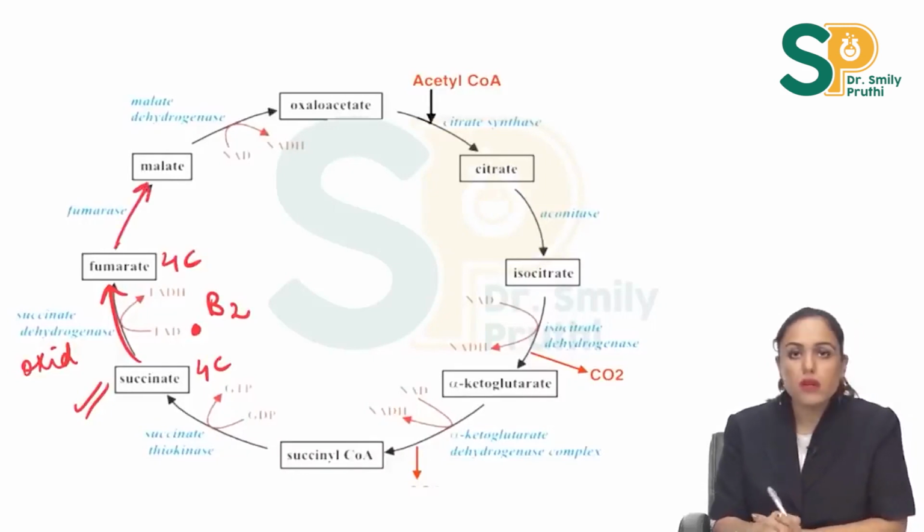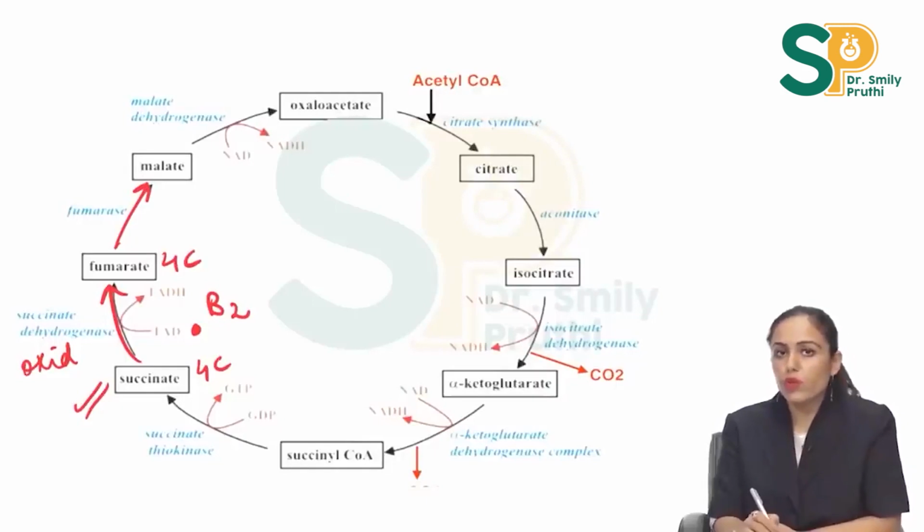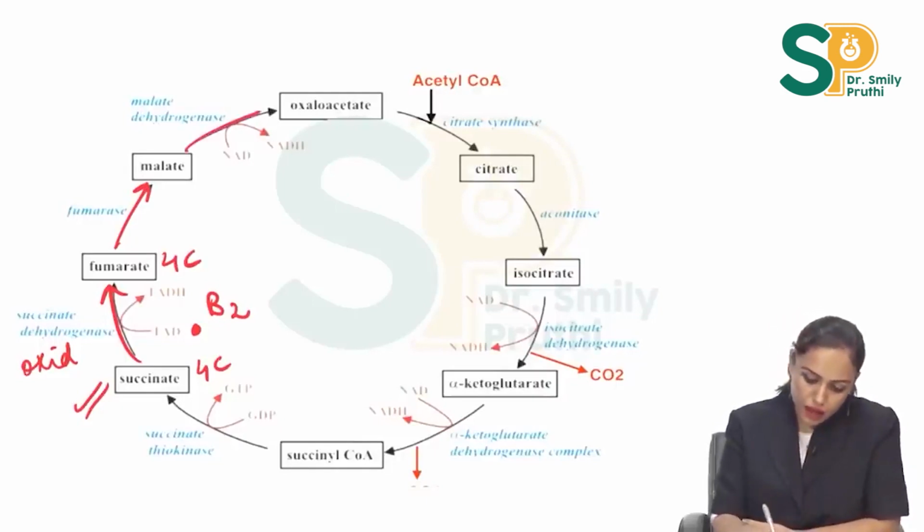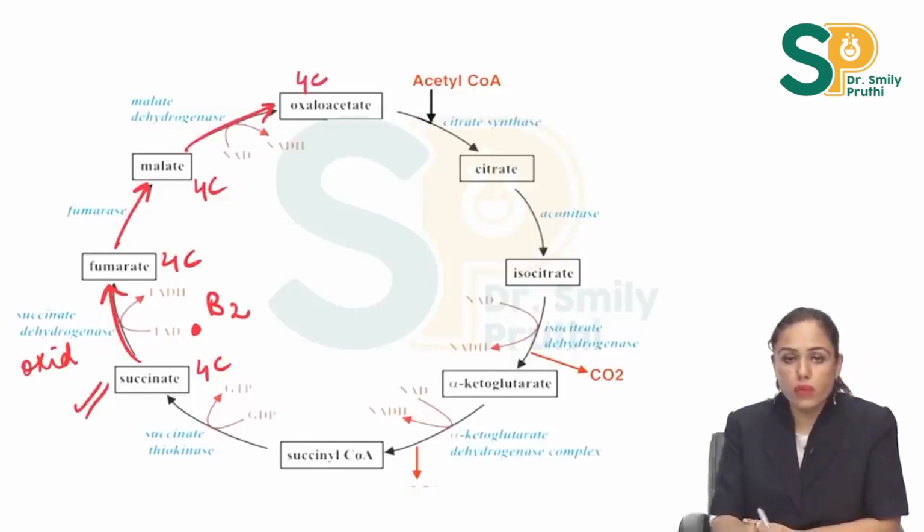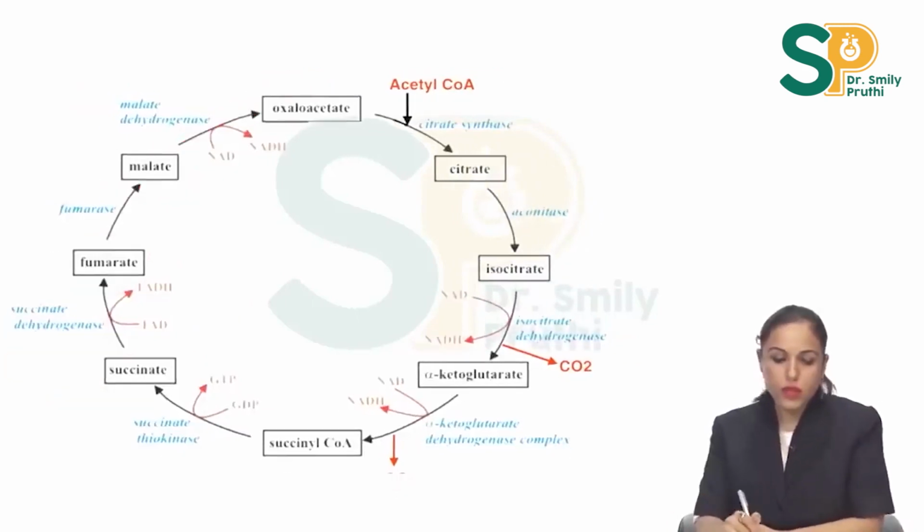Fumarate to malate. Enzyme is fumarase. I already told you it is a lyase. And then malate to oxaloacetate, the last step of TCA cycle. There is no change in number of carbons. Enzyme is malate dehydrogenase. So there's simple oxidation occurring. And here NAD comes to take hydrogen and forms NADH, right? So we are done with the detailed steps of TCA cycle.